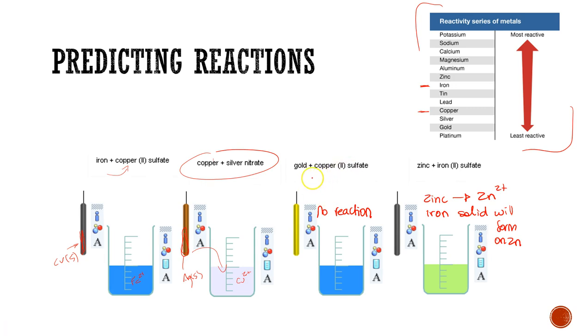If we look at the example of the gold and the copper, gold is less reactive than copper. So in this case, the gold will not be able to donate its electrons to the copper, so we will see no reaction. In the case of the zinc and the iron, zinc is more reactive than iron, so we should see the zinc rod corroding and iron forming on the zinc rod.